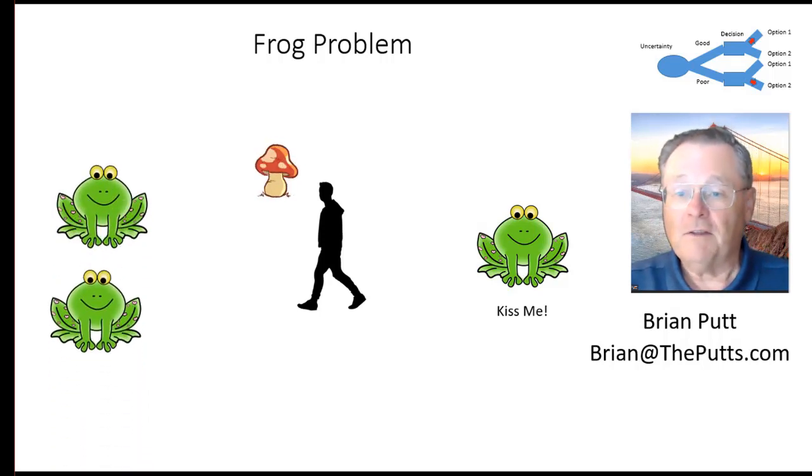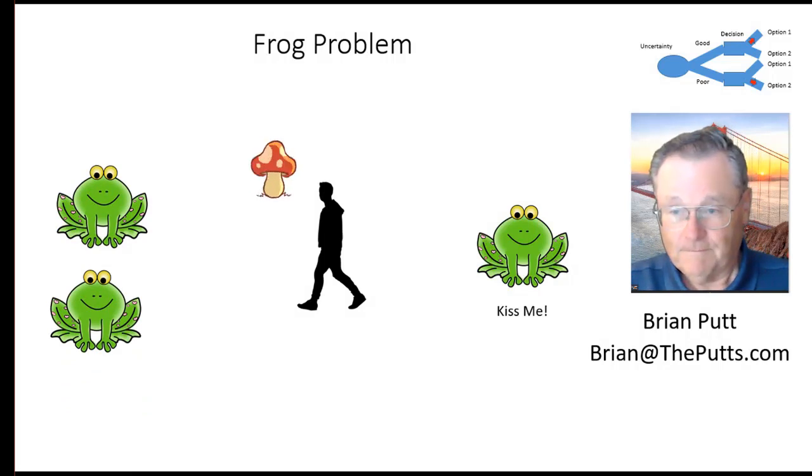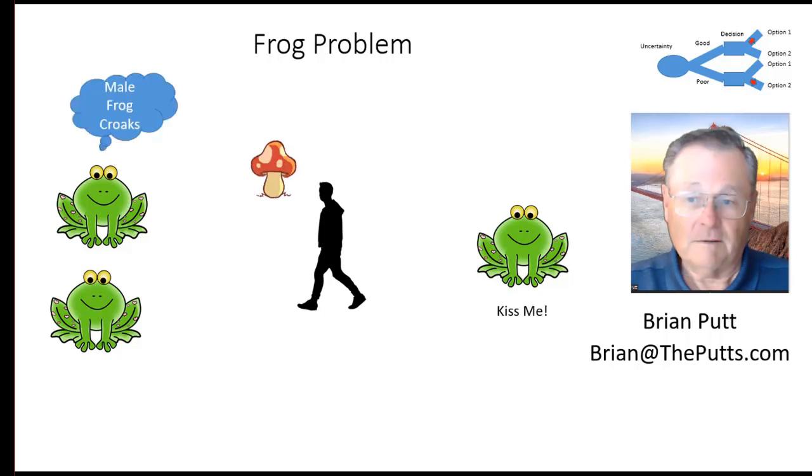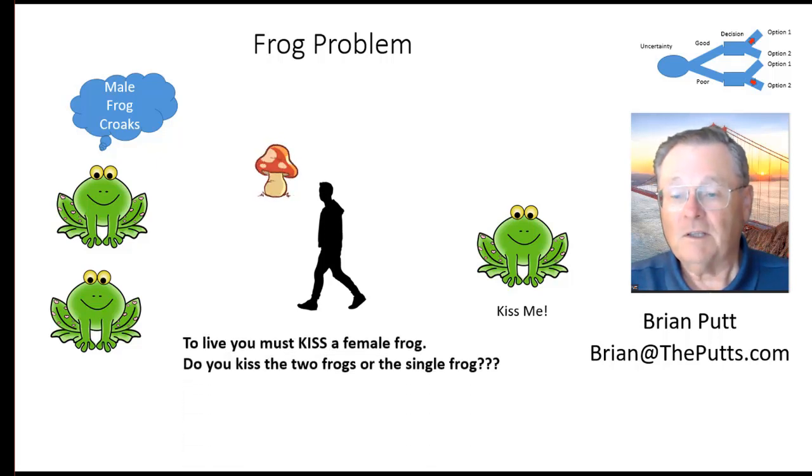You look the other direction and there are two frogs. And you don't know whether they are male or female either. And we also know that the male frogs croak. So if there's a male frog there, it will croak. So the question is, to live, you must kiss a female frog. Do you kiss the two frogs on the left or the single frog on the right? You only have time to go to either the left or the right, so either to kiss two frogs or to kiss one. Which do you want to do?